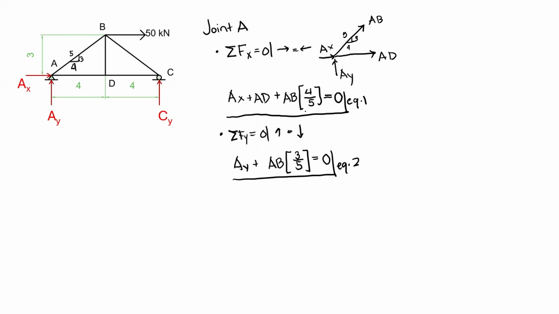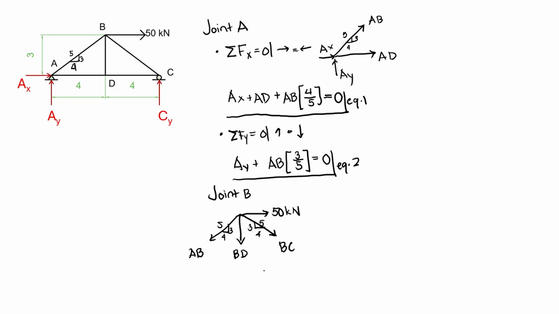Next, let's analyze joint B. In joint B, we have these internal member forces: AB, BD, and BC. Aside from that, we have the external force applied at point B with a magnitude of 50 kilonewton. The slope of the two diagonal internal members is 4, 3, and 5.